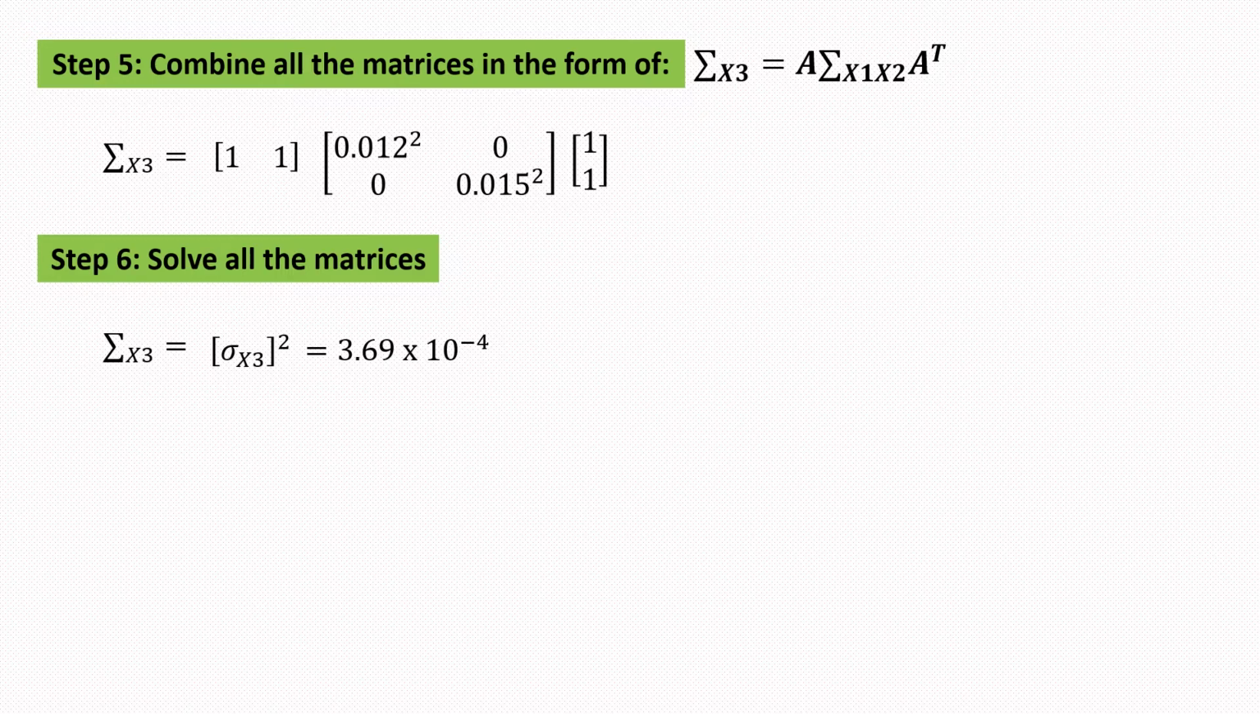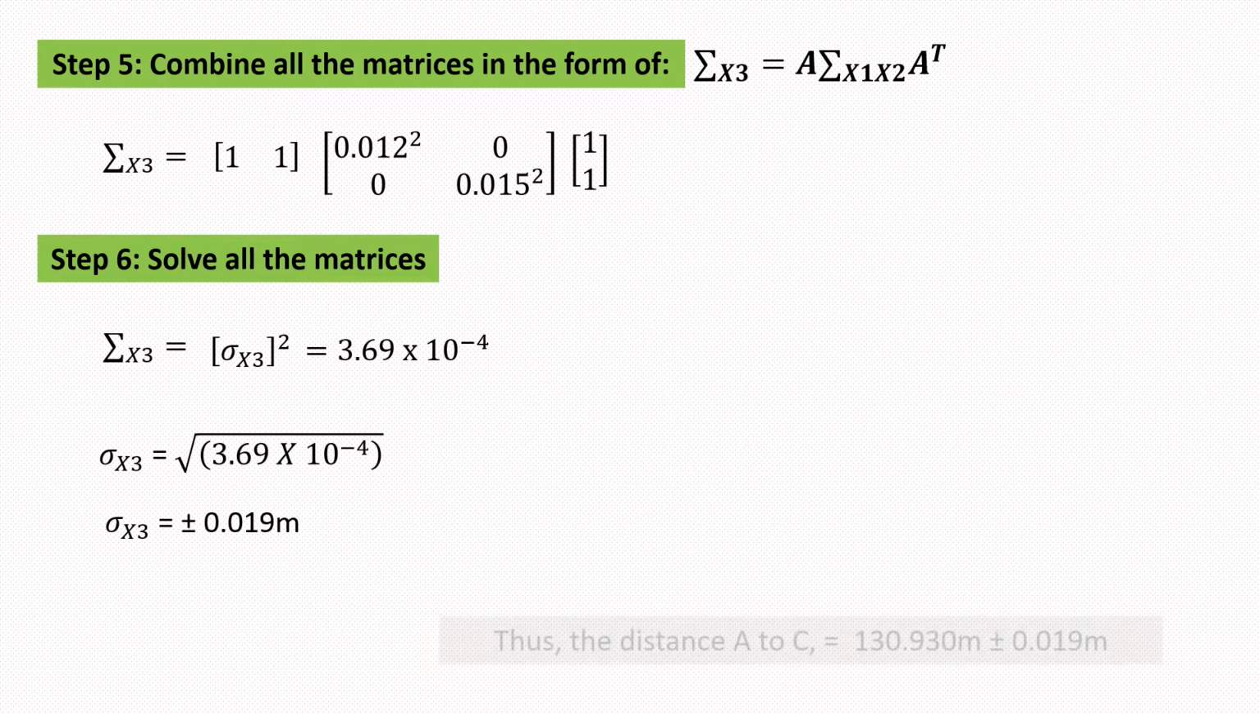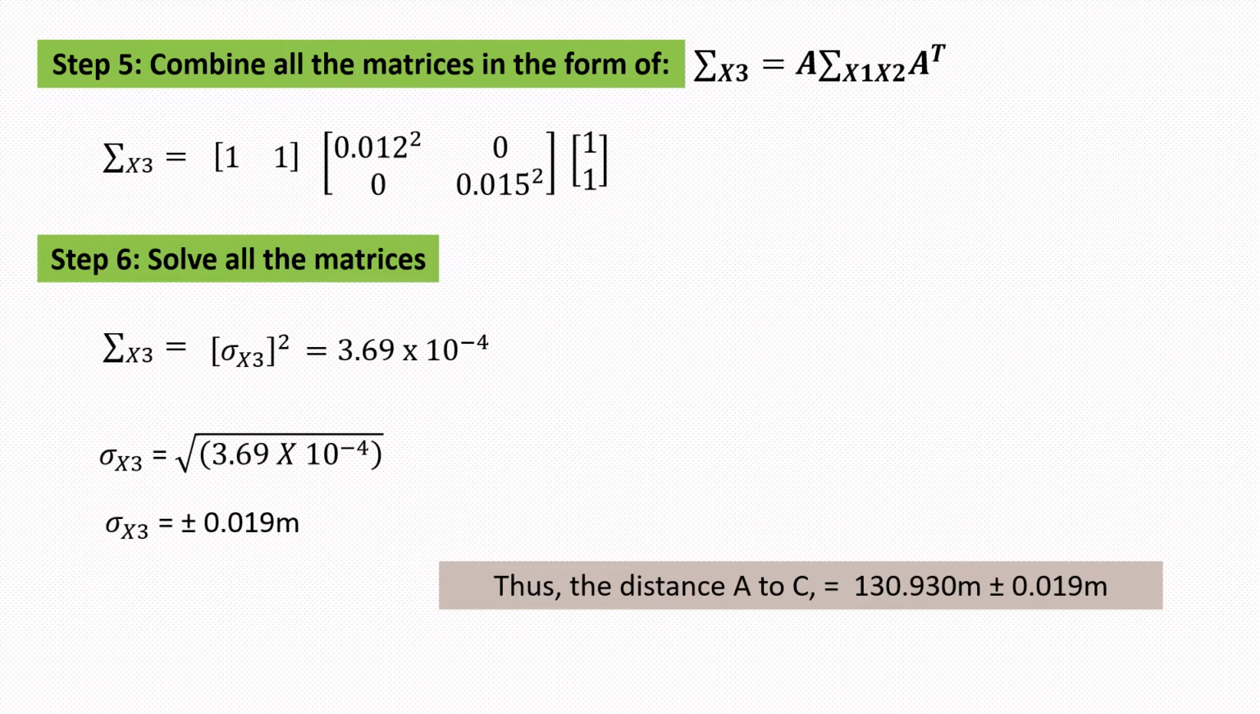Solving the matrices, we can get the variance of the distance x3, which is 3.69 times 10 to the power of negative 4. Square root the variance in order to get the standard error value. So, the standard error for distance x3 is equal to plus minus 0.019 meter. The final distance A to C or x3 is equal to 130.930 meter plus minus 0.019 meter.